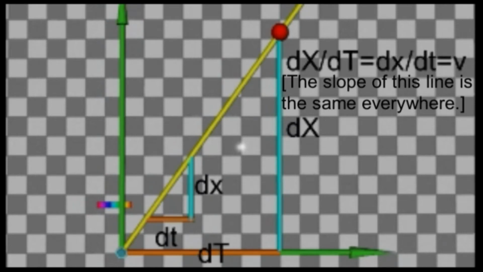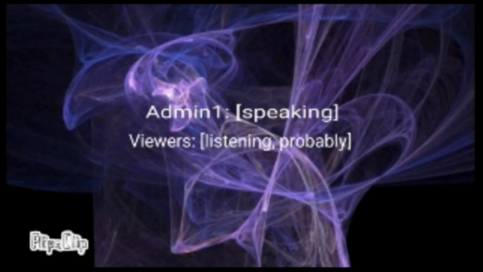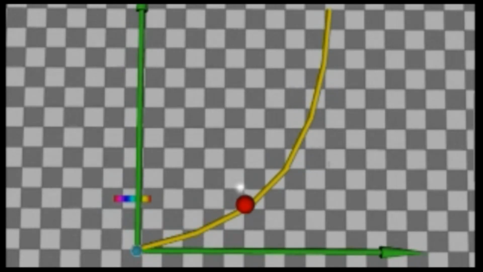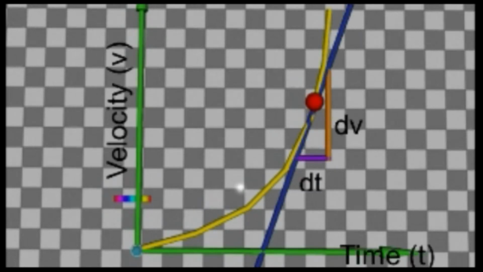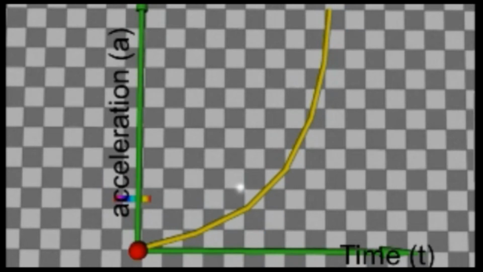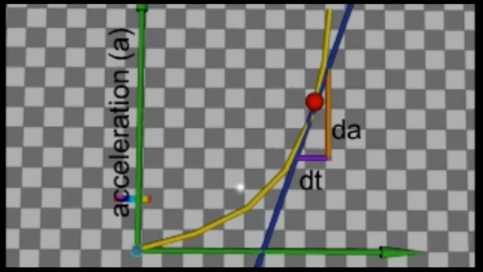Just like the displacement time graph, we can express acceleration in a velocity time graph, and the slope of this graph is the acceleration. We can also have an acceleration time graph where the slope of the graph is the rate at which acceleration changes, and so on.